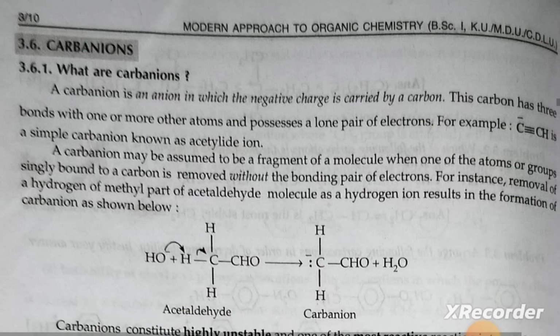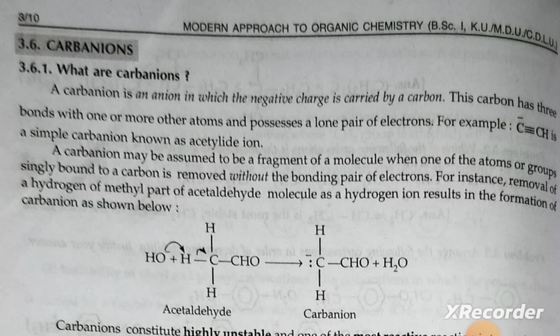Carbanion. First, what are carbanions? A carbanion is an anion in which the negative charge is carried by a carbon. This carbon has 3 bonds with one or more other atoms and possesses a lone pair of electrons. For example, C negative triple bond CH is a simple carbanion known as acetylide ion. A carbanion may be assumed to be a fragment of a molecule when one of the atoms or groups singly bound to a carbon is removed without the bonding pair of electrons. For instance, removal of a hydrogen of methyl part of acetaldehyde molecule as a hydrogen ion results in the formation of carbanion as shown below.